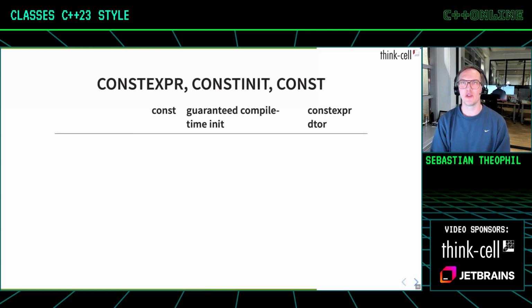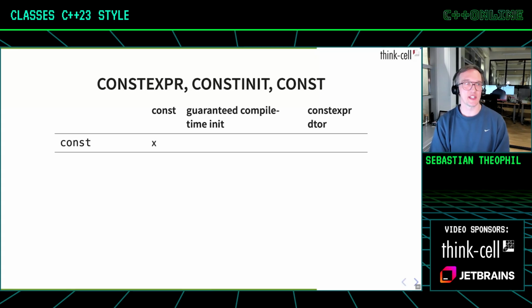There are a couple of different types of constness in C++ by now. So I wanted to make a short little table to show you what's the difference between const, constinit, and constexpr. So first, the good old keyword const. If you declare a variable const, of course, it means it is constant. That means it is immutable. It also means it's thread safe, right? Because you can't change it. So you can read it from any thread at any time.